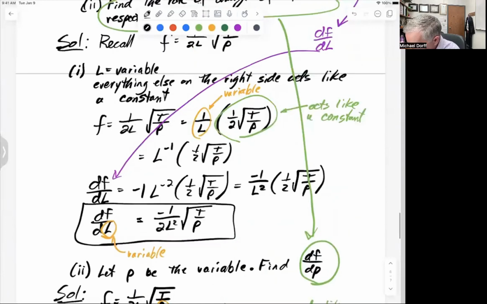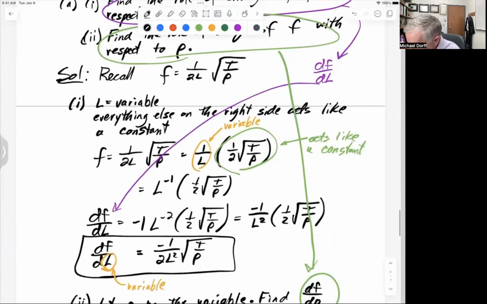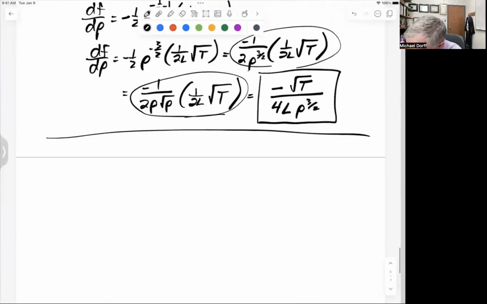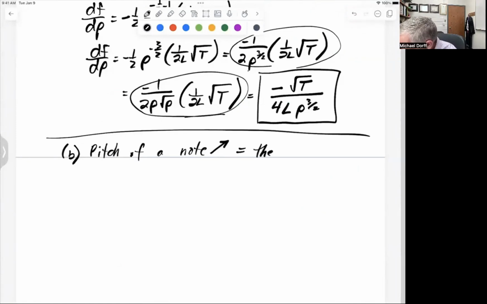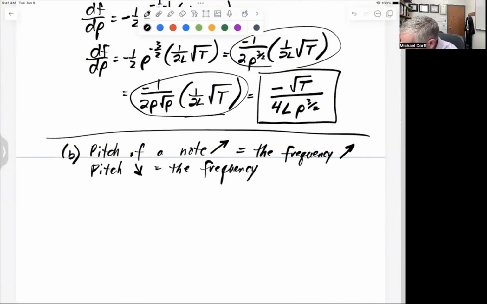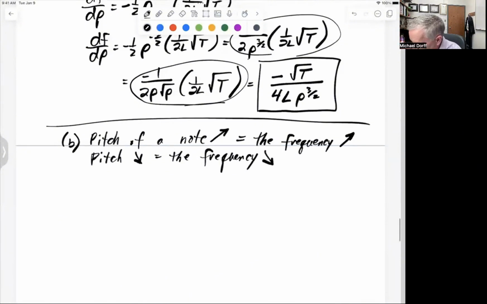Now let's do another part to this problem here. That was part A. Part B says that the pitch of a note that's played by the violin increasing is the same thing as, or is equal to, the frequency of the note increasing. Likewise, the pitch going down is equivalent to the frequency going down. So if the frequency goes down, the pitch goes down. If the frequency goes up, the pitch goes up, and so forth.